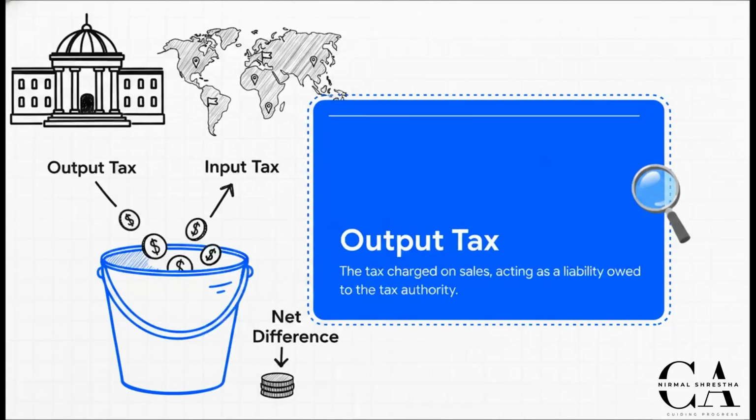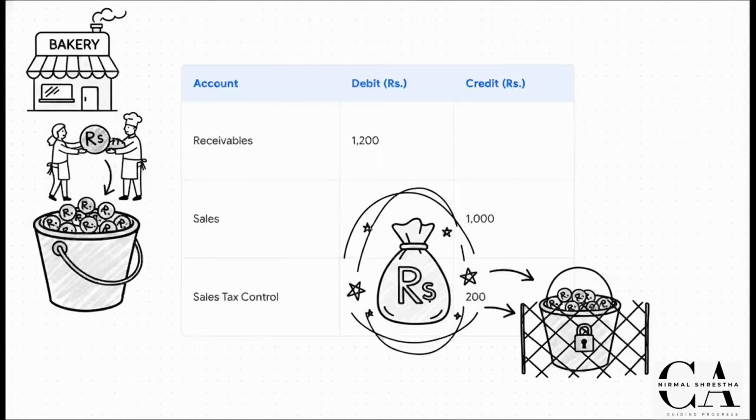Then you have your input tax, which is the tax you paid to your own suppliers. And you actually get to reach in and pull this back out of the bucket as a recoverable asset. Come tax time, you just pay the net difference. You, my friend, are merely the unpaid collection agent. Let's see how this bucket mechanism works in practice.